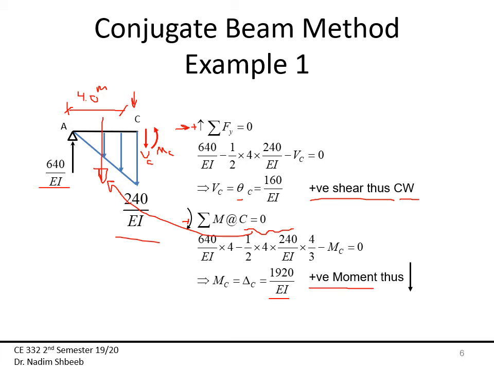Okay, so simply I'm just converting my real beam into a conjugate beam, and then we are getting the deflections, or the internal shear and moment, which are my deflections and rotations.